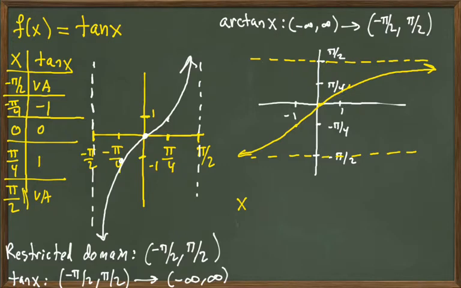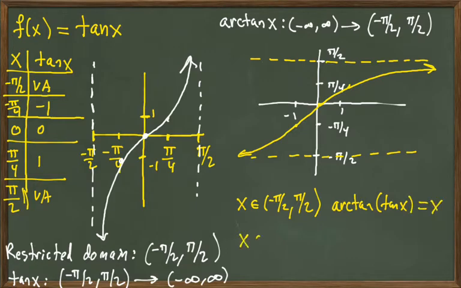So if it's arctan of x, the x needs to be in between negative pi over 2 to pi over 2. If those conditions are met, then the arctan of the tangent of x will undo each other, and we're left with x. If x is in negative infinity to infinity, then the tangent will undo the arctangent for any real number. Okay.